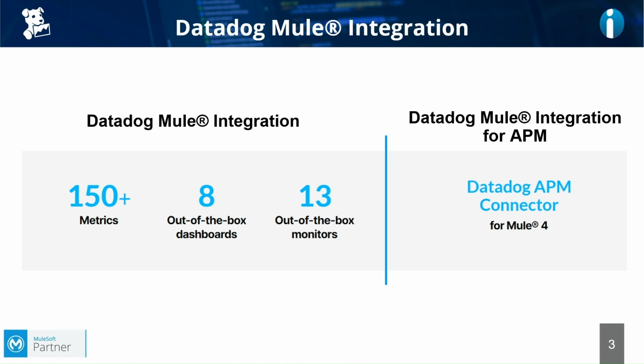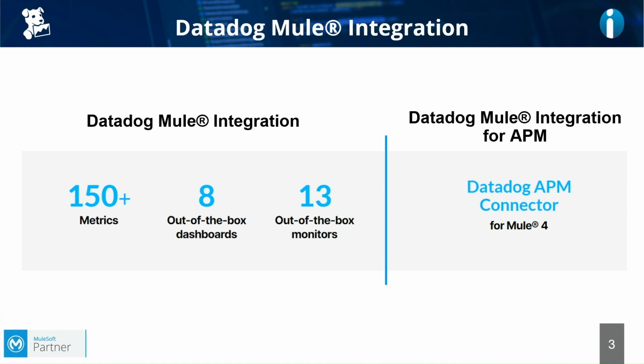The second product, DMI for APM, focuses on application metrics. We actually provide a Mule connector, the Datadog APM Connector, which needs to be used to instrument your Mule applications for you to be able to send APM metrics into Datadog and track execution times, bottlenecks, troubleshoot, and trace logs.